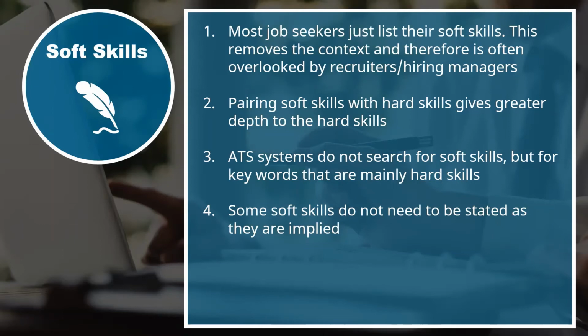Another point to make on this is applicant tracking systems in themselves do not search for soft skills. They are more interested in keywords that are mostly hard skills. So things like an electrician, you'd search for the word electrician. And finally, some soft skills just don't need to be stated because they're implied. I'll go over a few of those in a minute.